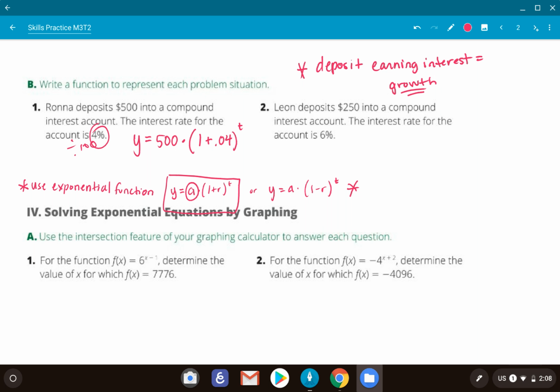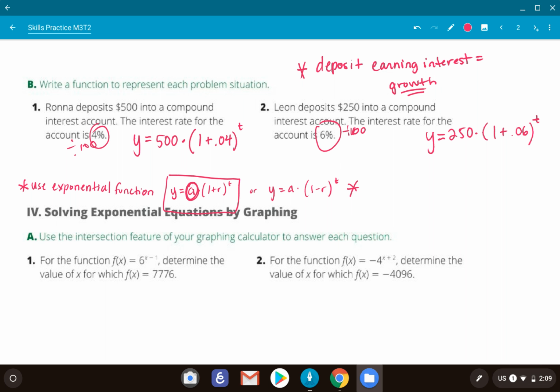For number 2, Leon deposits $250. So our A value is $250. And then our rate is 6%. And you have to remember to divide by 100. And we don't know how much time, so we're going to leave the t as just a t.